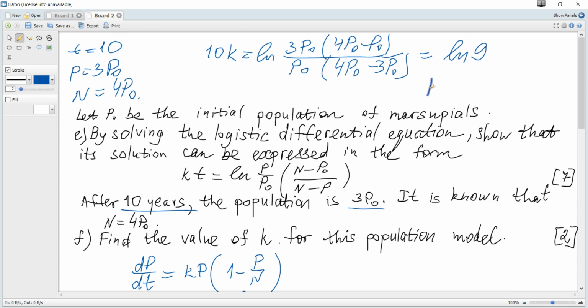Hence, k is ln of 9 divided by 10. And that's all for this question.